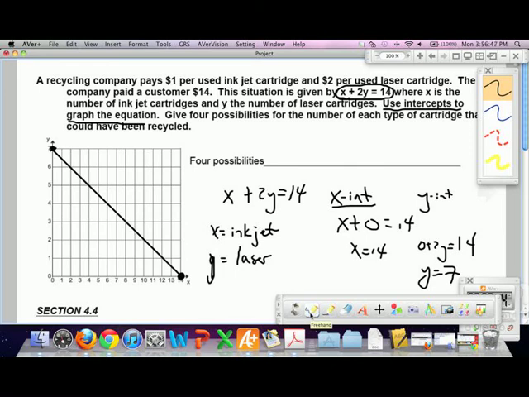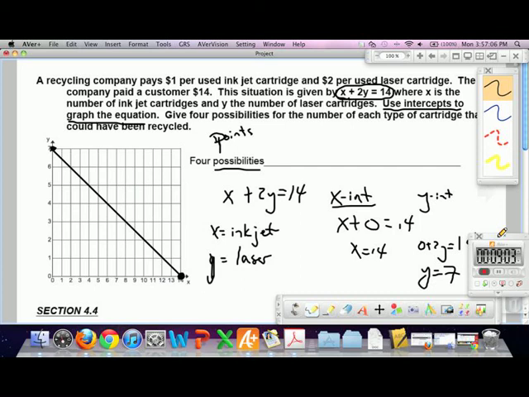To find four possibilities, well, the combinations of inkjet and laser cartridges that add up to 14 are given by points on this line. So let's find four points on this line. Two points we already found. We found the x-intercept, which was when x is 14, or the inkjet cartridges. We have 14 inkjet and 0 laser cartridges. We have the y-intercept, which is when x is 0, so 0 inkjets and 7 lasers, and we can find any other points on this line.